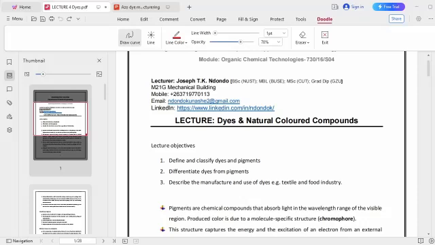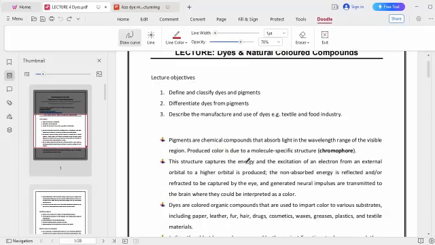Today we are going to look at dyes and natural compounds as our first lecture. And after the lecture, you are expected to know the following objectives.